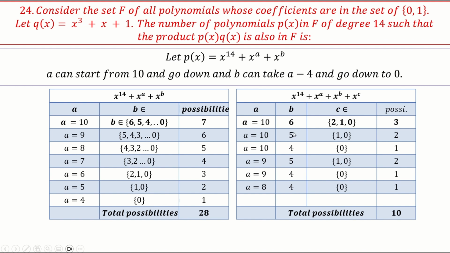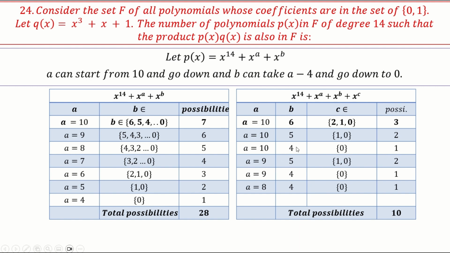If A is 10, B can take 5. B need not be always 6, right? B can go 5. Okay. In that case, I get only possibilities for C is 1 and 0. So 2 possibilities. Similarly, I am filling for complete this polynomial here. Okay. So A equal to 10, B can be 4, C is 0. X power 0 is the only possibility 1. Now I cannot go B more below this.